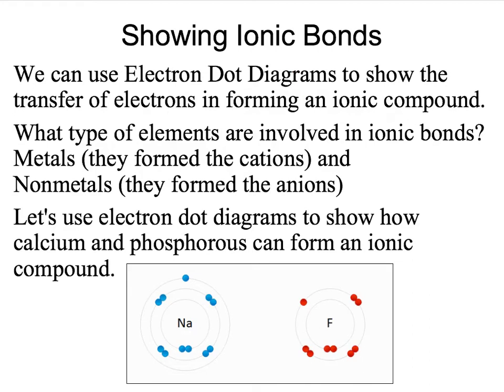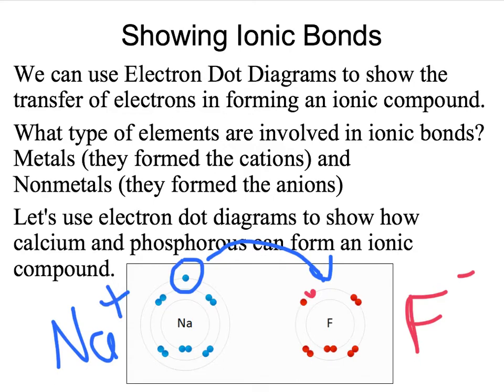Alright, so when we show ionic bonds, we can use electron dot diagrams to show the transfer of electrons in forming that ionic compound. And down here at the bottom as an example, I could show, here's my sodium on the left, my fluorine on the right as atoms, and this one electron from sodium will be transferred over here to fluorine, and now fluorine will have one extra electron, and it will become the fluoride ion, and sodium will have lost that one electron, so it will become the sodium cation.